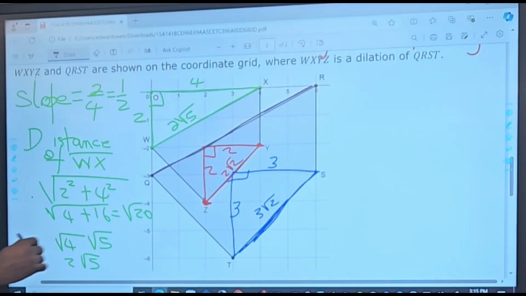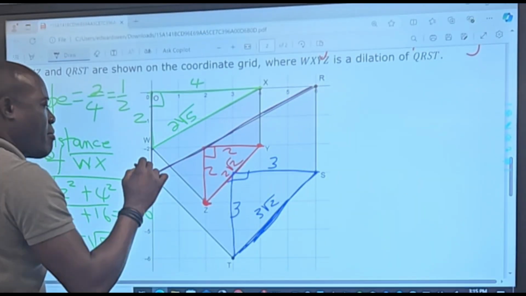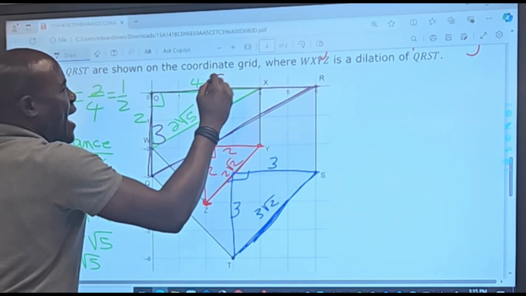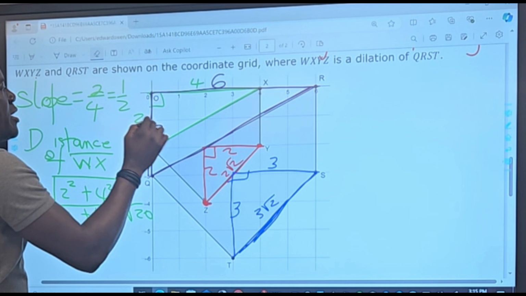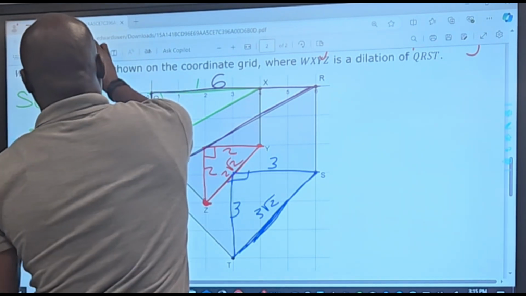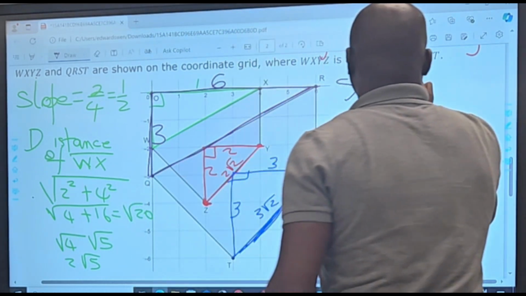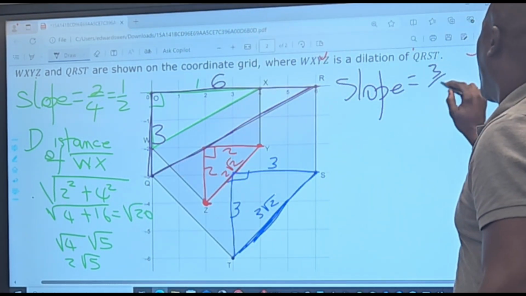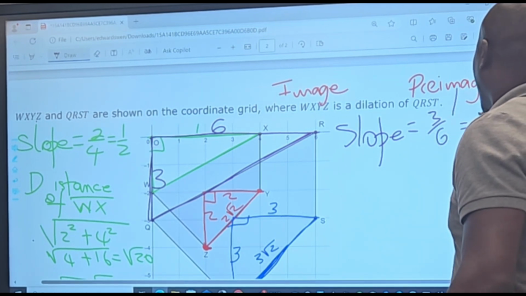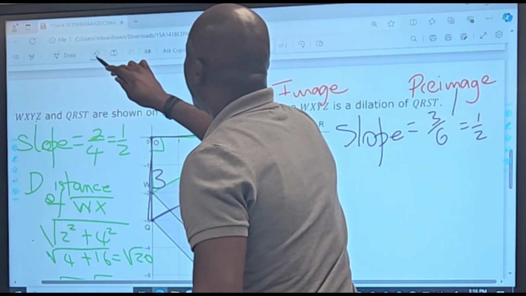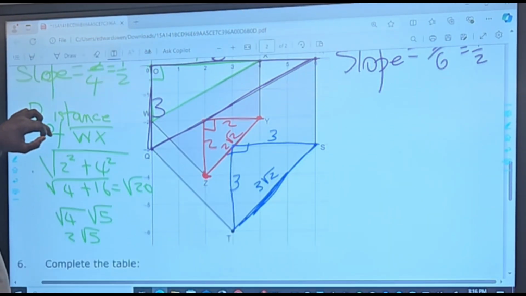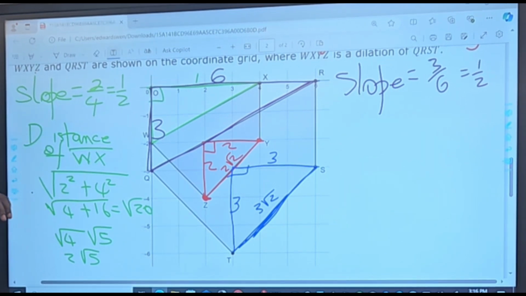Rise over run. Anybody want to tell me what my rise is? 3 over 6. 3, yes. That sounds like it. So we're dealing with 3 and 6. So my rise over run here is 3 and 6. So that means my slope is 3 over 6, which is 2 over 3, right? 1 over 2. 1 over 3, no. 1 over 2. Agree? Everybody, we have 1 over 2. So 1 over 2 for my slope.